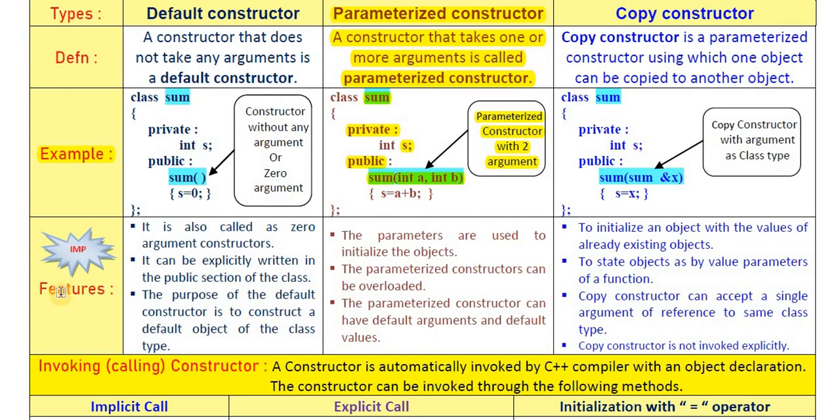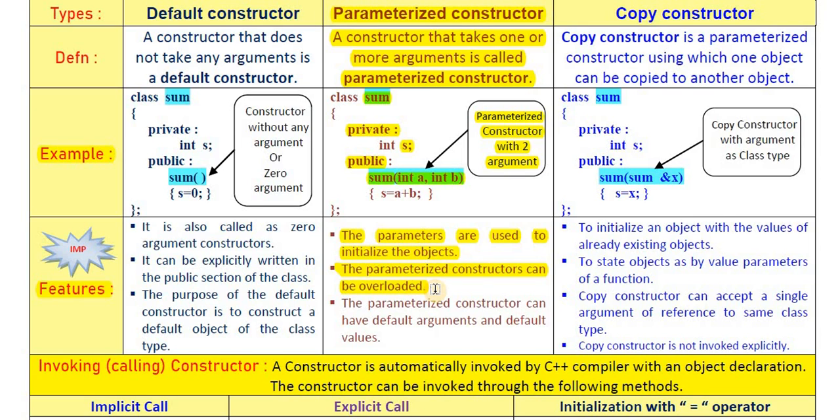Now the features are also very important. For 3 marks this question will come compulsorily: about any one constructor, default, parameterized or copy, write the features of any one type. So the features of parameterized constructor: parameterized constructors are used to initialize objects. The parameterized constructor can be overloaded.